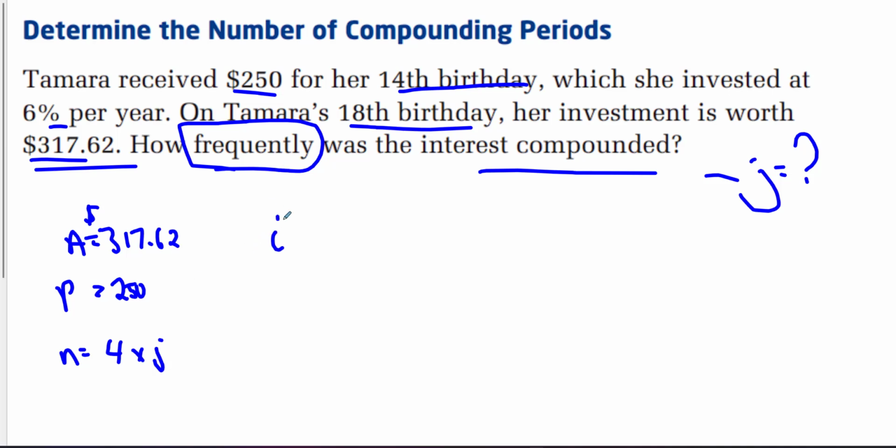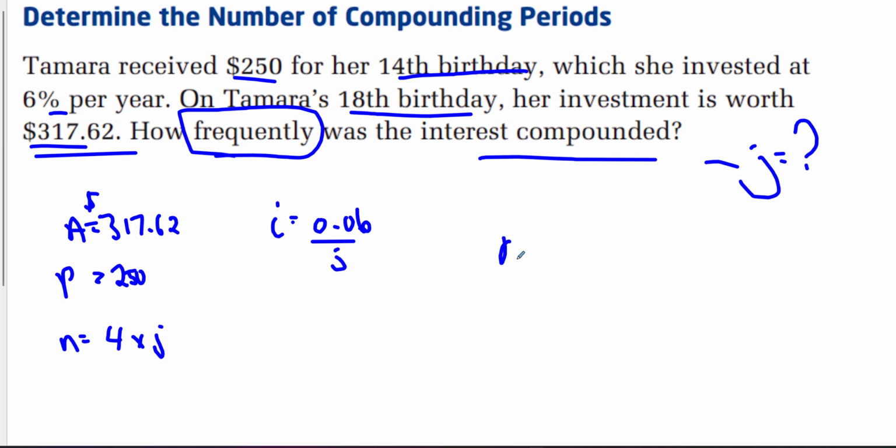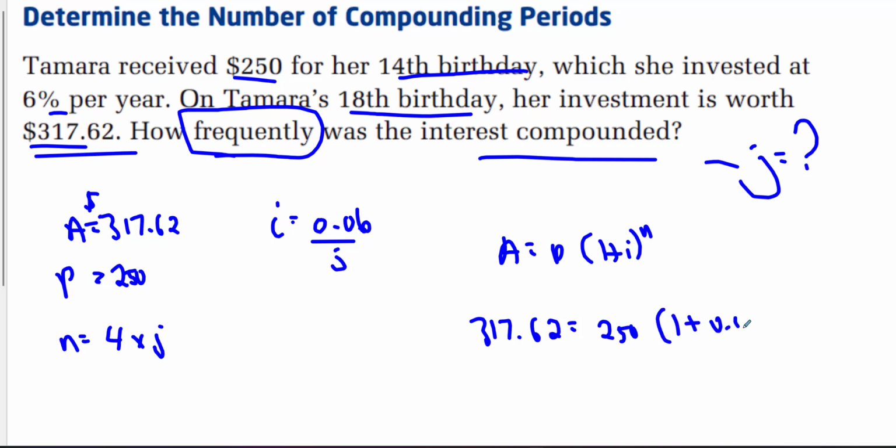And we know that I is 0.06 in decimal form. But we know I is always divided by J. So my equation becomes A is equal to P times 1 plus I to the power of N. So 317.62 is equal to 250 times 1 plus 0.06 over J to the power of 4 times J.